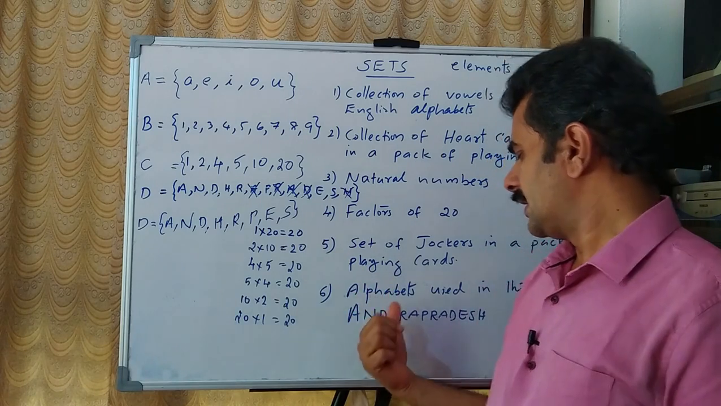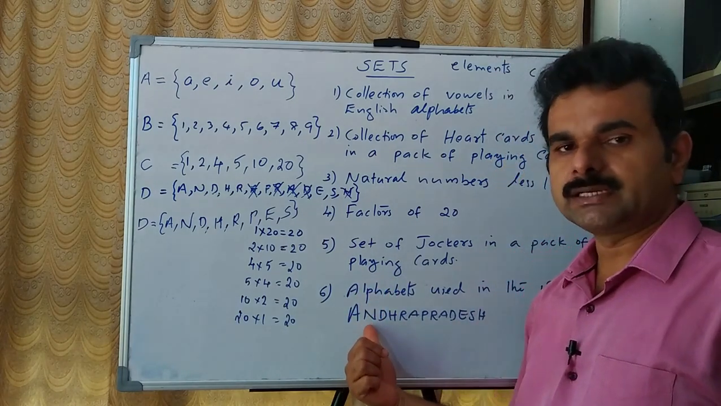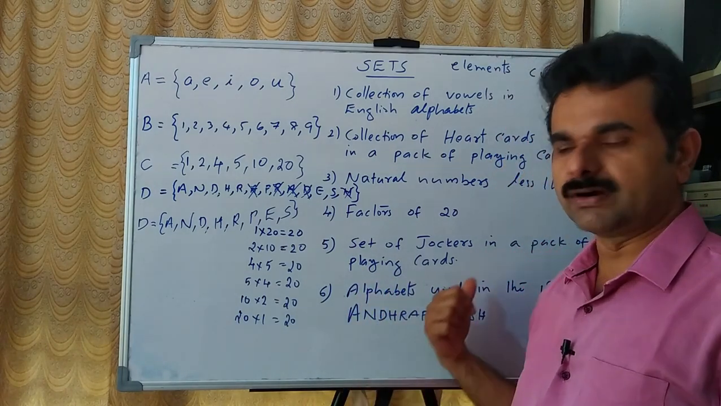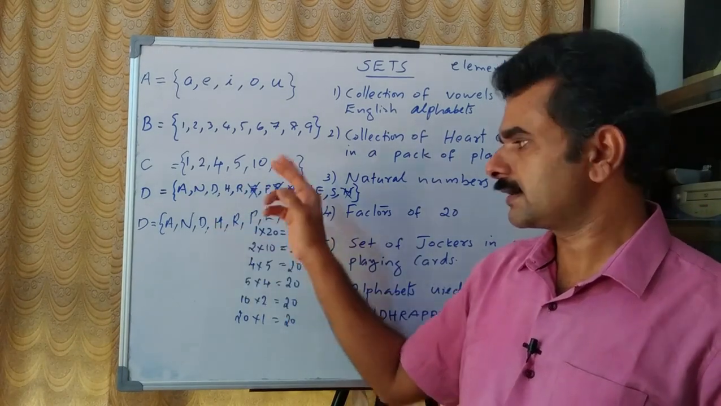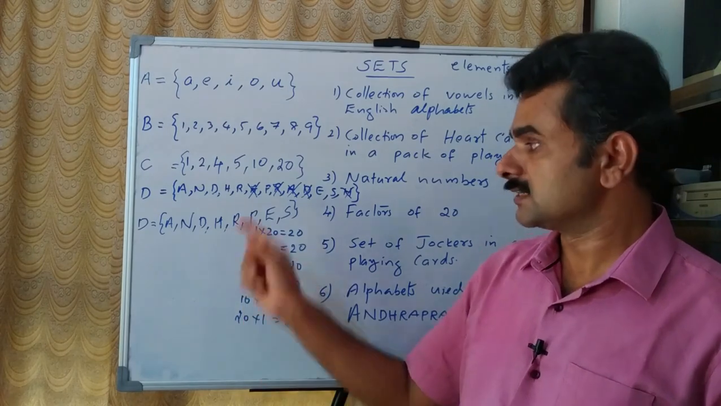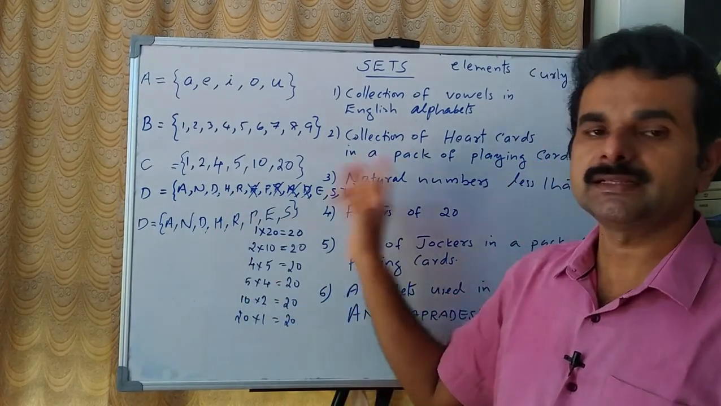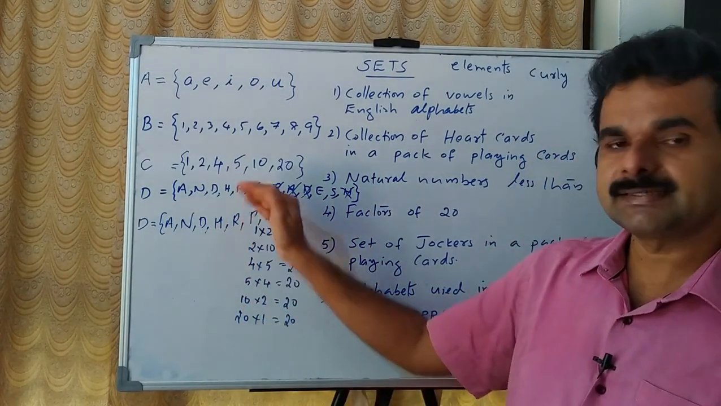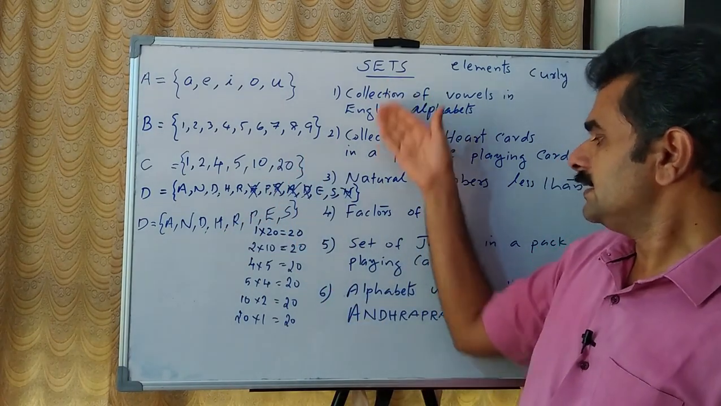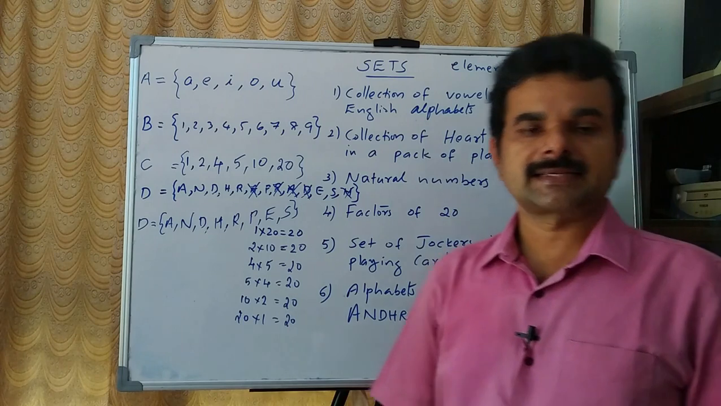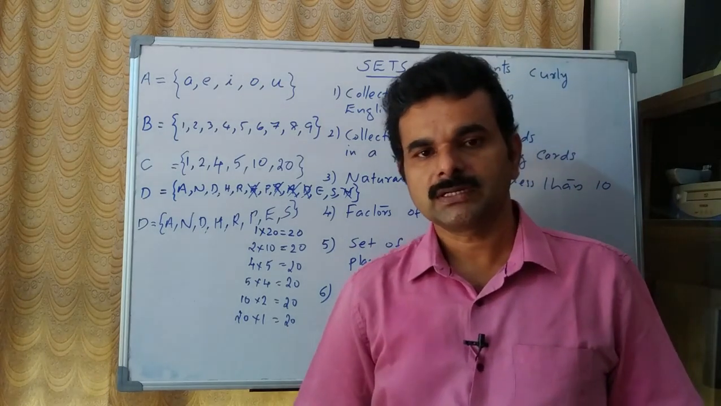So the set by using the alphabets of the word Andhra Pradesh is what? Either this or this, but the correct answer is this one. This is also correct, but the best answer is this one, because what? In a set, elements need not be repeated. Okay, so these are simple examples for sets.